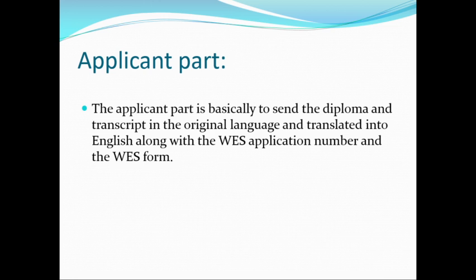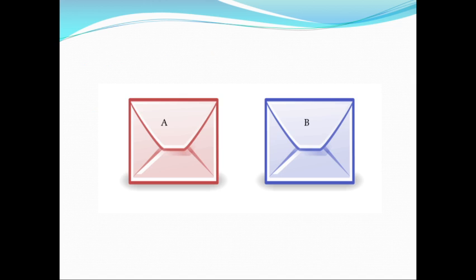The applicant part is basically to send the diploma and transcript in the original language and translated into English, along with the WES application number and a copy of the same form already sent by the university. In other words, if the university sends the envelope directly to you, not to WES, you may put your documentation and the envelope sent by the university in the same envelope, and finally send it to the WES address.